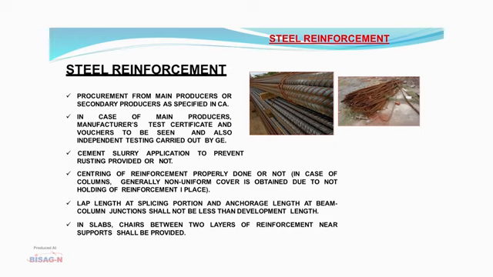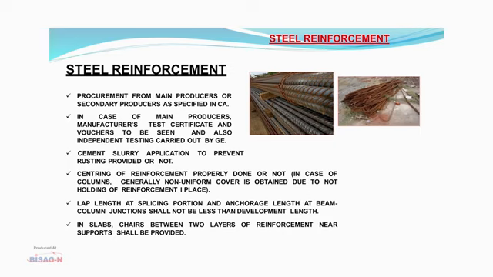The cement slurry application has to be carried out during the storage of steel on proper dunnage to avoid rusting. Also, in the coastal areas where the effect of corrosion is high, CRS, corrosion resistant steel, has to be used. Centering of reinforcement properly has to be done and it needs to be checked. In case of columns, generally non-uniform cover is obtained due to non-holding of reinforcements. This needs to be avoided to the maximum possible extent.